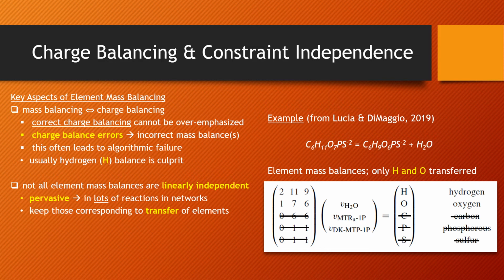Note also that the only elements that are transferred are hydrogen and oxygen. However, there are 5 element balances. But because only hydrogen and oxygen are transferred, those are the only 2 element balances that are linearly independent, and those are the only 2 that should be kept in the model.